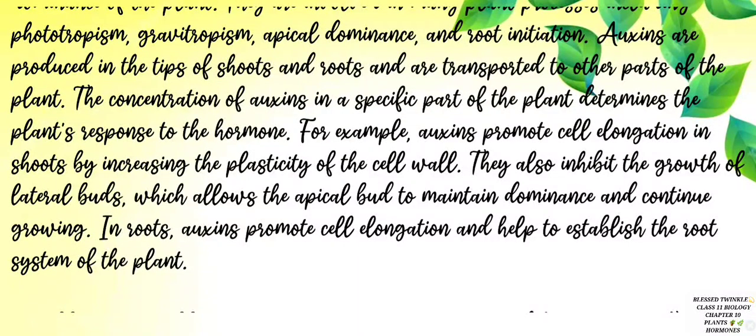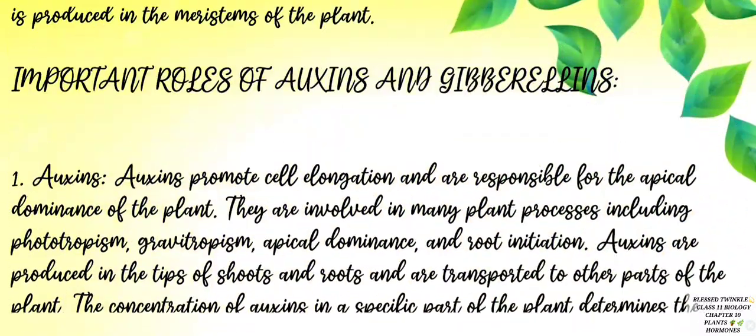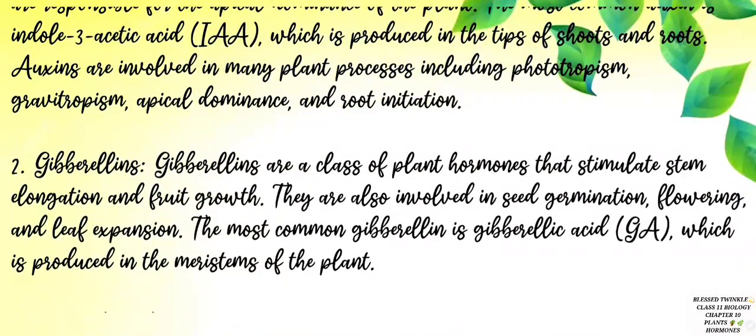Besides growth promoting function, auxin also has inhibitory effect on growth. Growth of apical buds inhibit growth of lateral buds beneath the stem. This phenomenon is called apical dominance. Now we are gonna go through gibberellins.